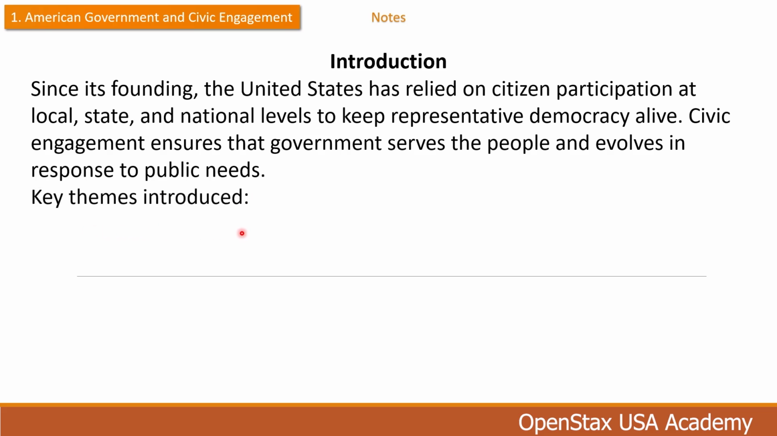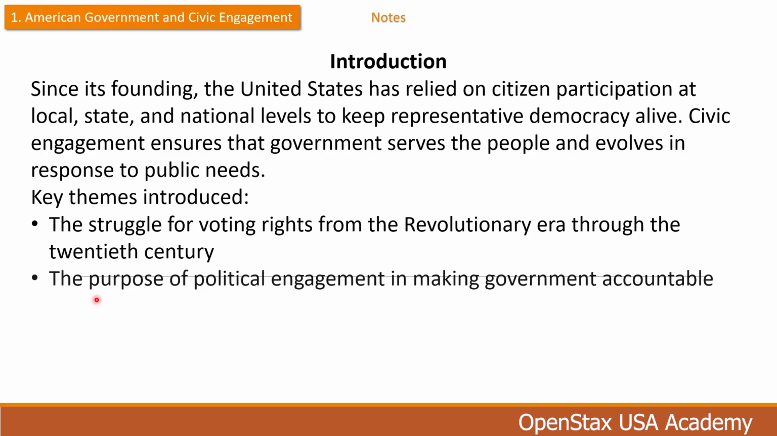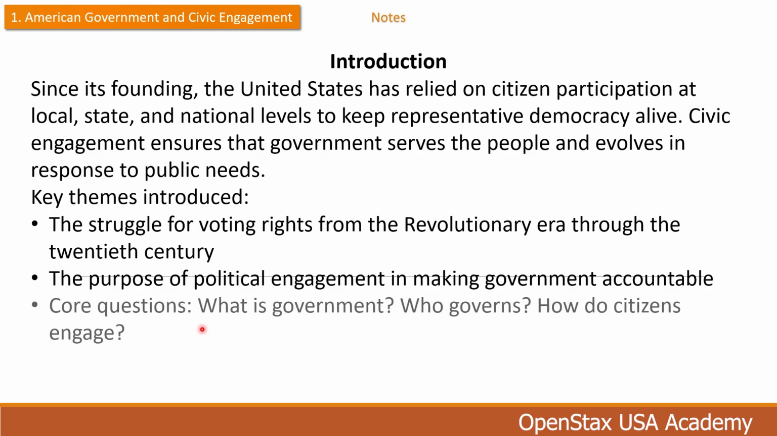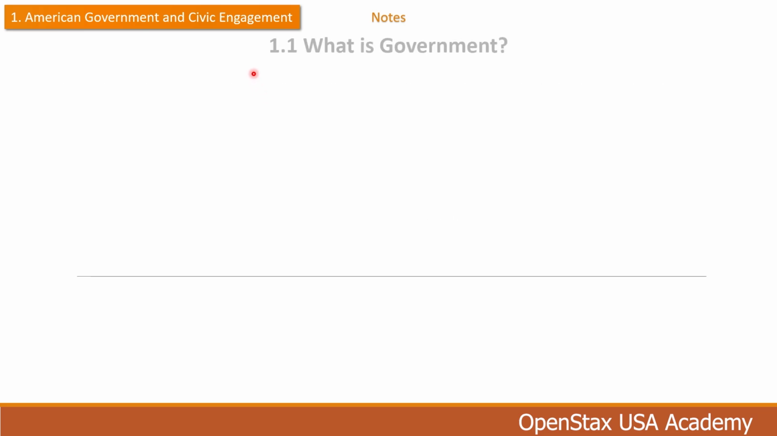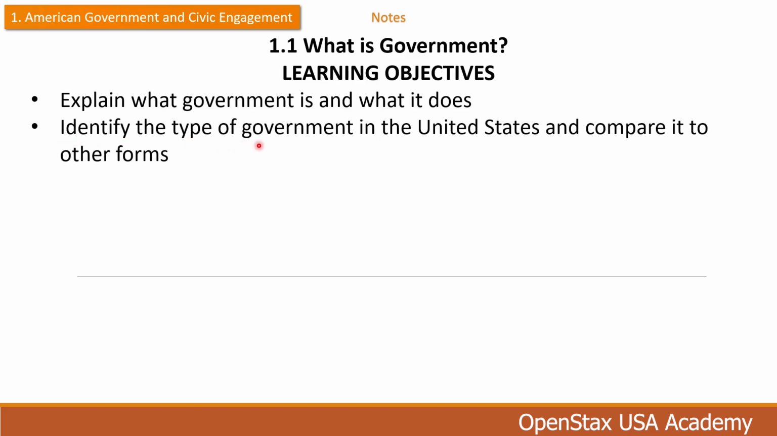Key themes introduced: the struggle for voting rights from the Revolutionary era through the 20th century, the purpose of political engagement in making government accountable. Core questions: what is government, who governs, how do citizens engage? 1.1 What is government? Learning objectives: explain what government is and what it does. Identify the type of government in the United States and compare it to other forms.